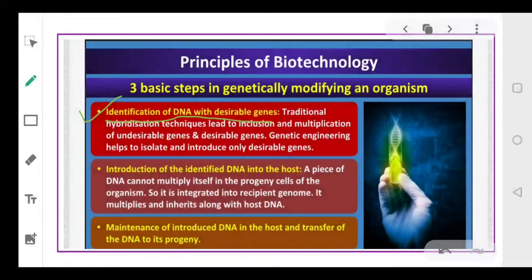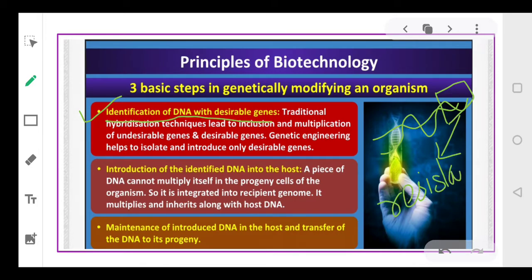Now, as I told you, first of all, we should identify a desirable gene. Desirable gene means, suppose this is an organism, and this is its DNA, and there is one gene present in this particular section that makes this organism resistant to diseases.